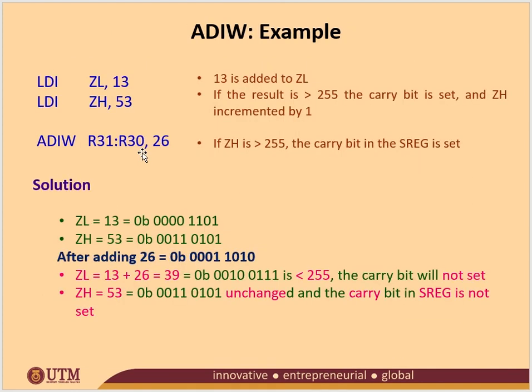Let's look at this example. You have LDI ZL, 13, LDI ZH, 53, and then ADIW R31:R30, 26. What happened here? You want to add this number with the immediate value of 26.